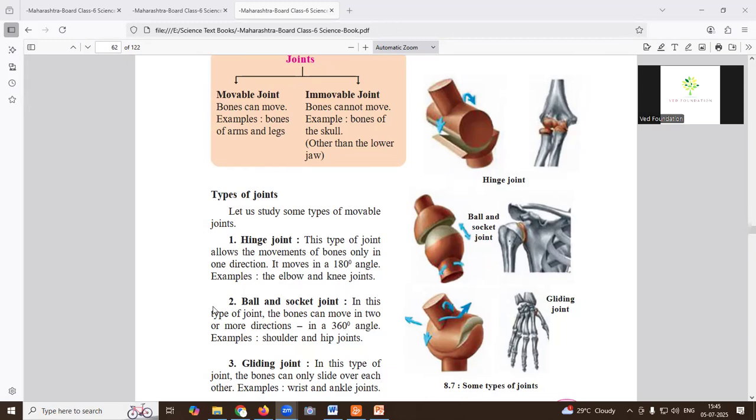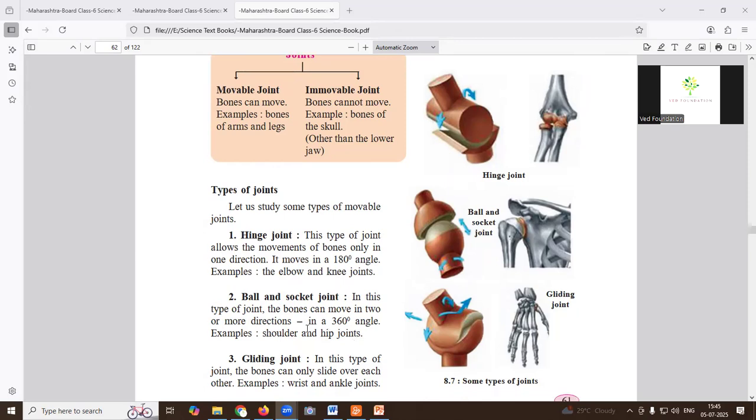Ball and socket joint. In this type of joint, bones can move in 2 or more directions in a 360 degree angle, at the shoulder and hip joint. At the shoulder, the arm can move in 360 degrees, a complete round. From the hip joint, the leg can also move in a complete 360 degrees. So shoulder and hip joints are ball and socket joints.